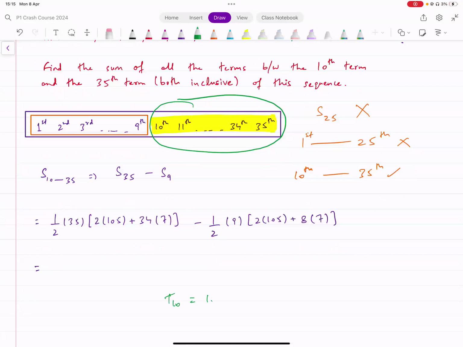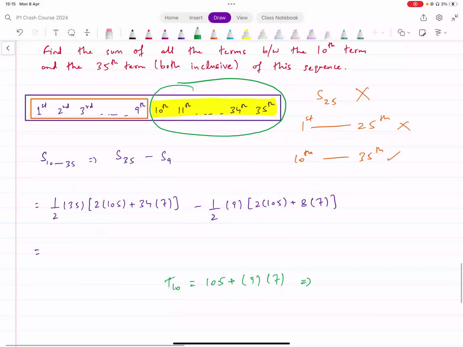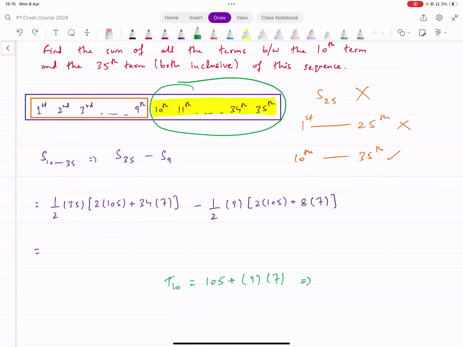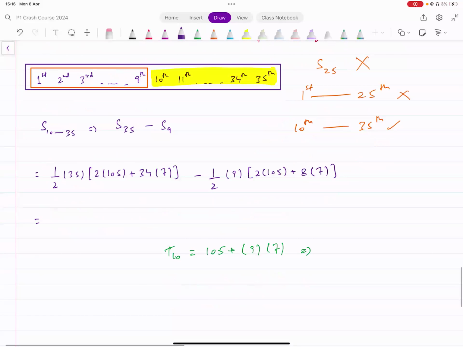A plus n minus 1 into D, so 105 plus n minus 1, which is 10 minus 1, that's 9 times the difference. You'll get the 10th term. And then you treat the 10th term as the first term of this sequence. The yellow part, you could just treat this yellow part as a new sequence. You would say that this is the first term that I'm starting from, and then find the sum of 26 terms of that sequence from 10 to 35. That will be 26 terms in total.